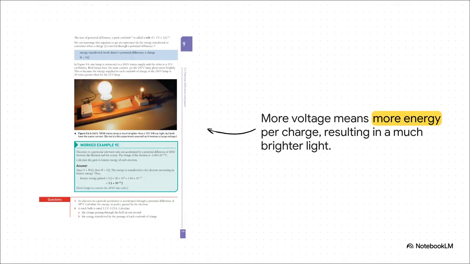Now, this slide is such a great visual for why this all matters. On the left, you see a lamp hooked up to 12 volts. On the right, a similar one is connected to 240 volts. The one on the right is obviously way brighter. But why? Even if the current, the flow, was the same, the 240-volt lamp is brighter because each and every coulomb of charge is carrying 20 times more energy. It's a much bigger push. More voltage equals more power, and in this case, a whole lot more light.